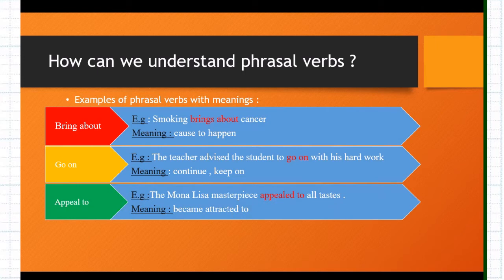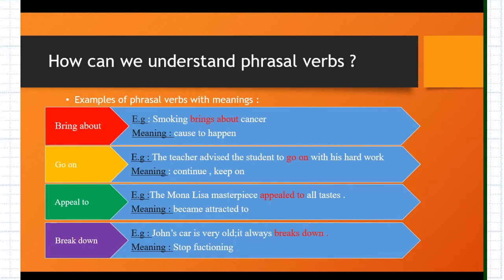Next one, appeal to. The Mona Lisa masterpiece, so you know it, it is a famous work of art, appeals to all tastes. So it means all the people are being attracted by Mona Lisa. Break down. John's car is very old, it means not new. It always breaks down, it means it doesn't work. It stops doing its function. For example, you want to have a phone call, but your phone breaks down, it means it doesn't work anymore.